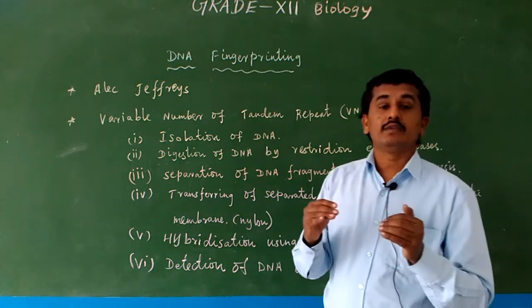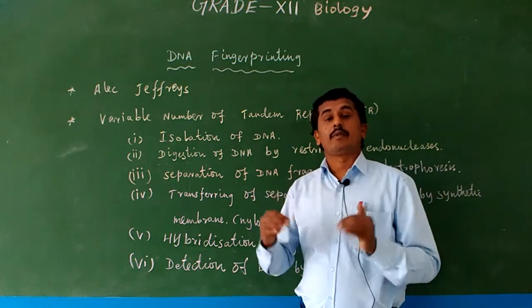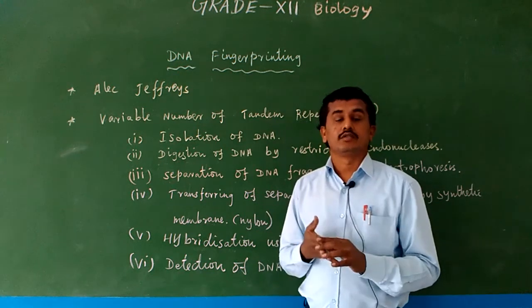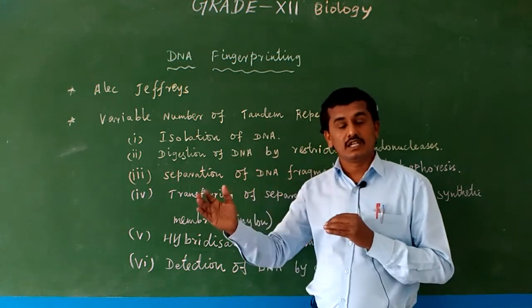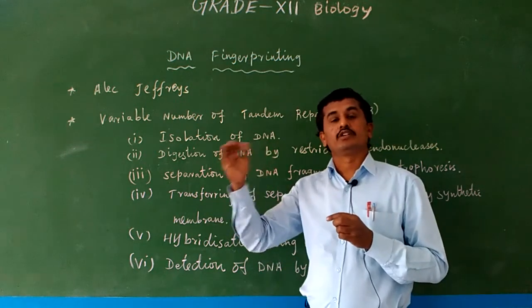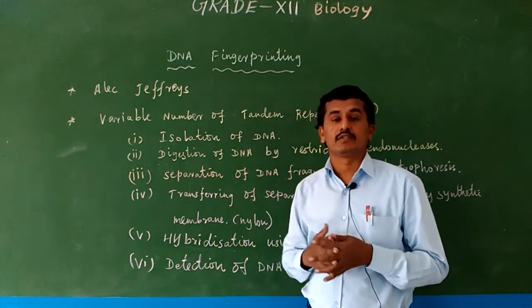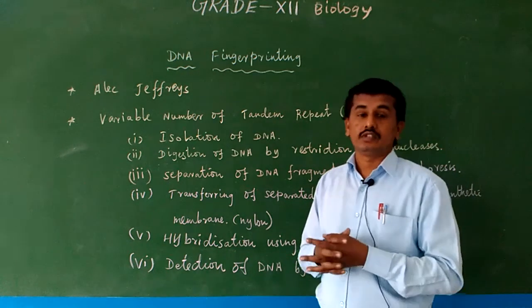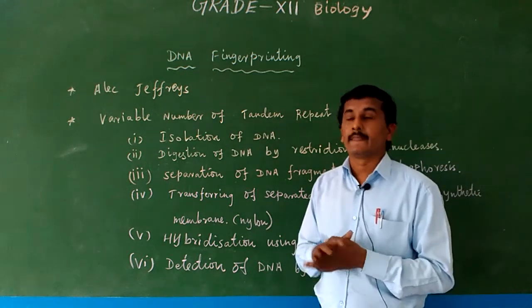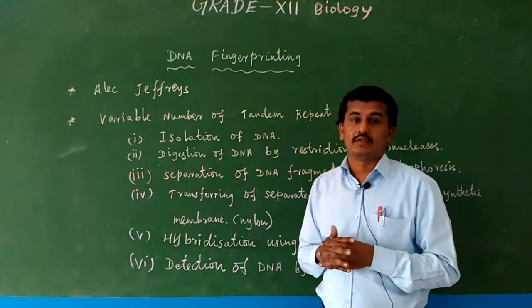Variable numbers of times, the DNA base pairs are repeated in the total DNA content of a particular individual. But in another individual, different types of base pairs are repeated n number of times. In yet another individual, it is repeated a different number of times. So with the use of VNTR only, they are able to identify the structures.